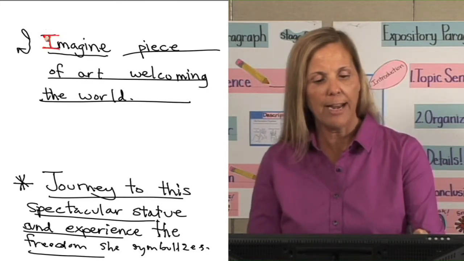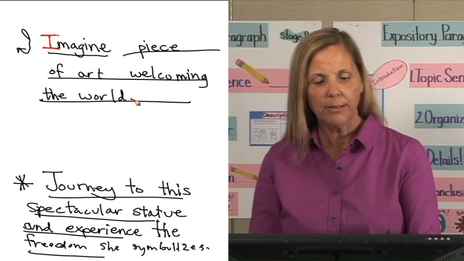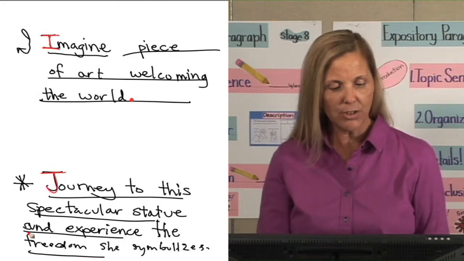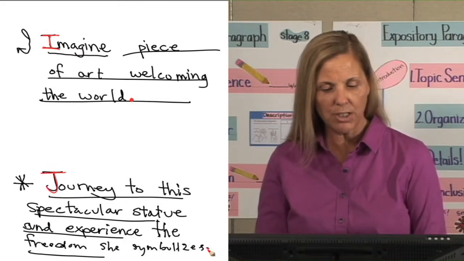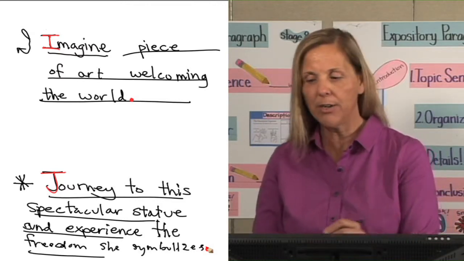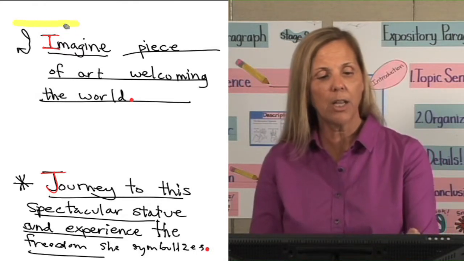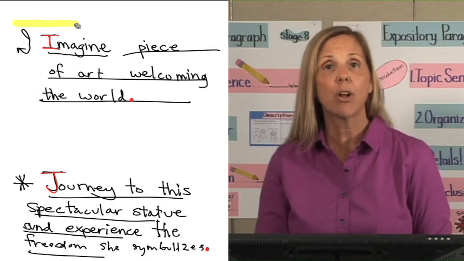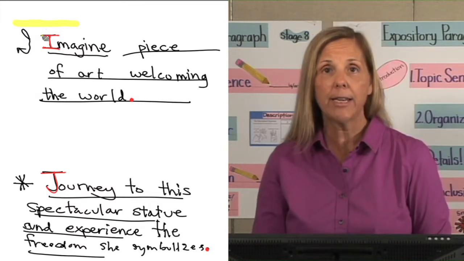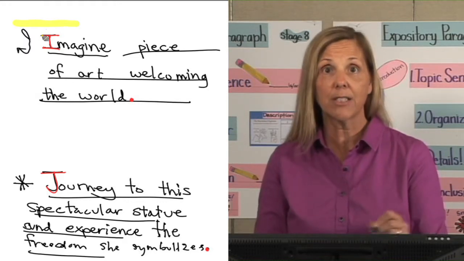So we're having our capitals: imagine a piece of art welcoming the world. Okay. Journey to this spectacular statue and experience the freedom she symbolizes, period. So I have my capitals, my periods. One other thing I need to do here is draw a yellow line above the word imagine on the hook, because that yellow line is reminding me when I go to write as the writer that I need to indent. This is where I'm going to start because it's my hook.